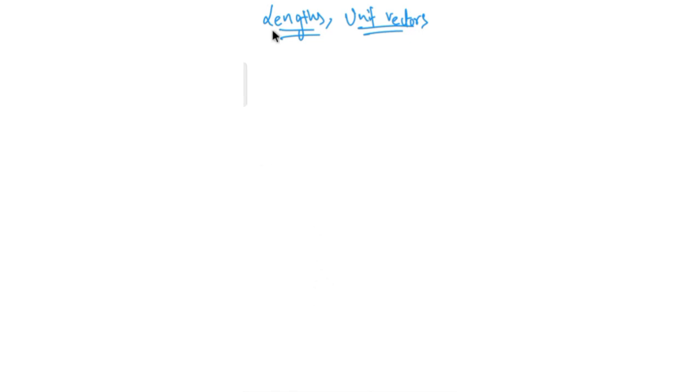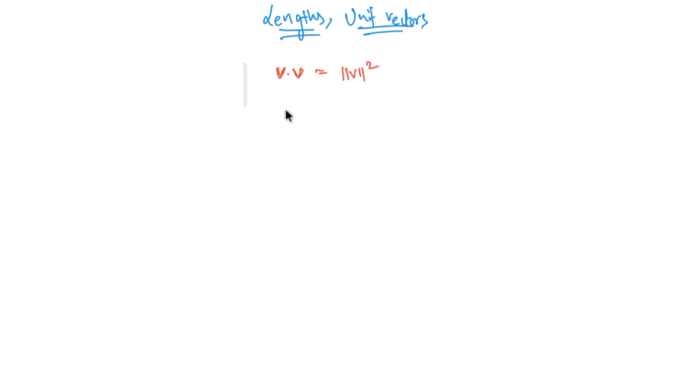Now, what is length actually? How do we define the length? If I take a vector v and dot multiply that vector with itself, this is what I'm going to get: the length of v whole square. So this is actually the magnitude. Fine, so v into v, the dot product of v with itself, would be the length of v whole square.